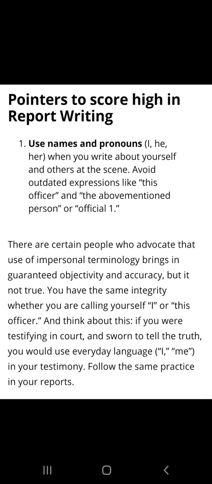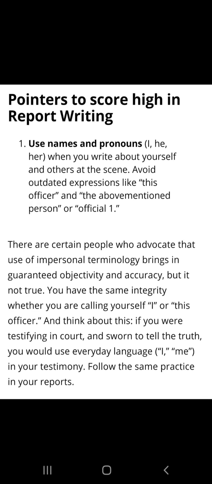Now children, use names and pronouns. See, I, he, her. When you write about yourself and others at the scene, avoid outdated expressions like this officer and the above mentioned person or official number 1.